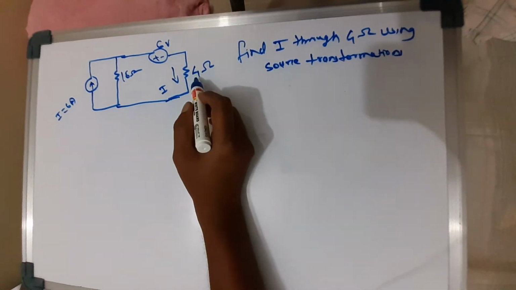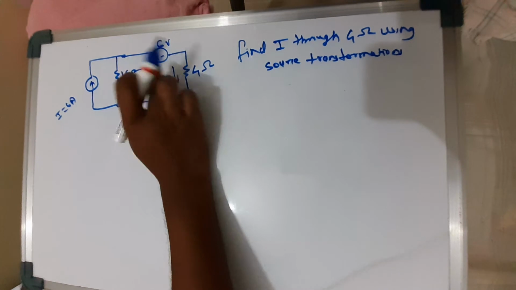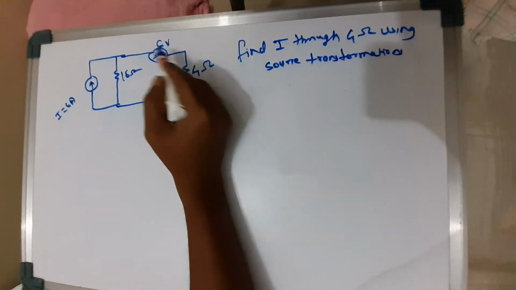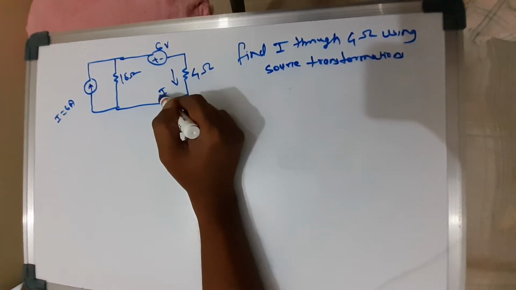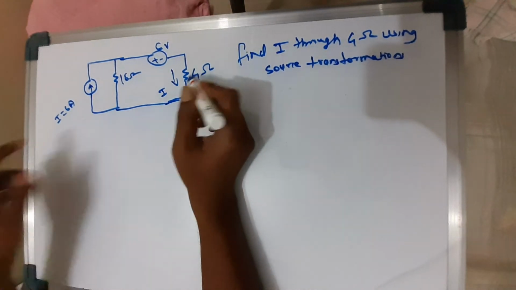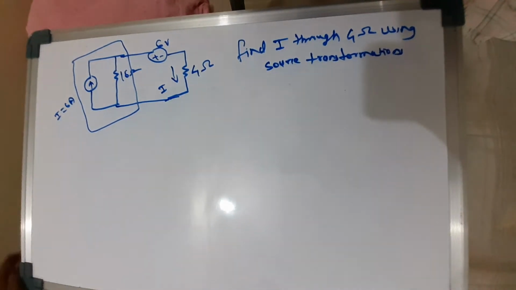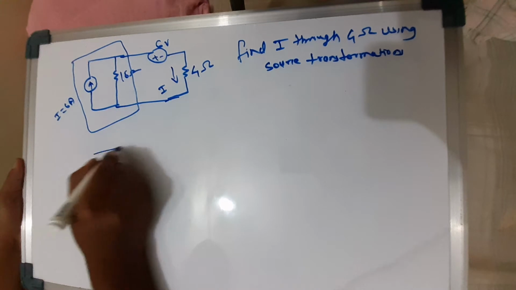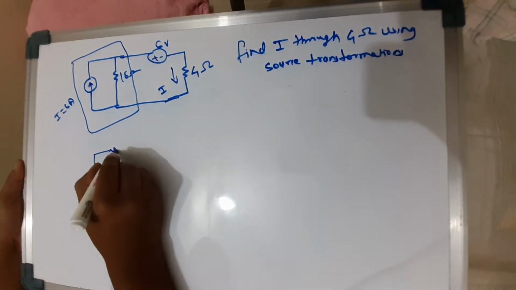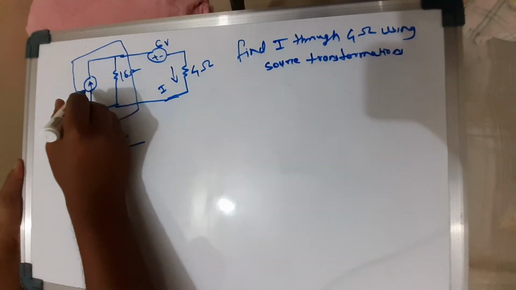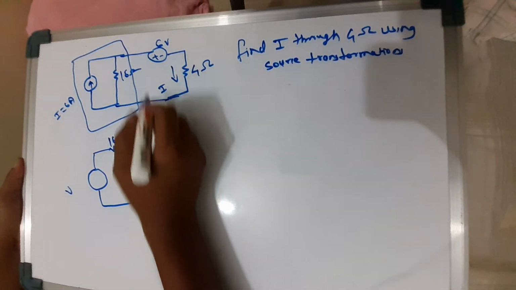Just check it. I want to find the current flowing through the 4 ohm resistor, so I will keep this as it is. I will not change or convert this. First, this is a voltage source along with a series resistance, so kindly do not change this one, because we have to find the current flowing through the 4 ohm. On the opposite side, here you will observe that the current source is in parallel with a resistance. So I will convert this: the 60 ohm parallel will be converted into series, and the current source will be converted into a voltage source. This will be again as it is.